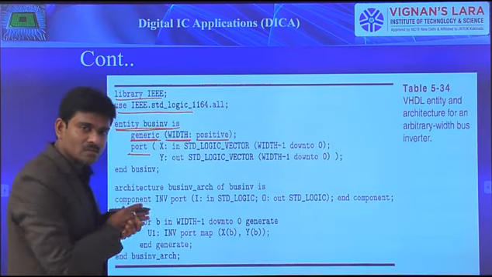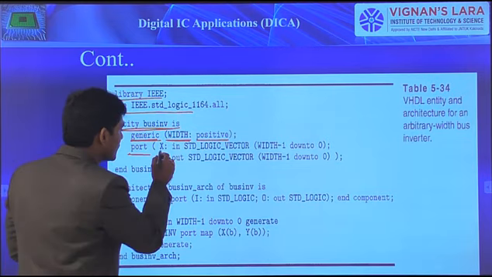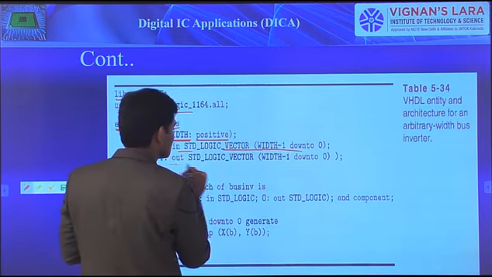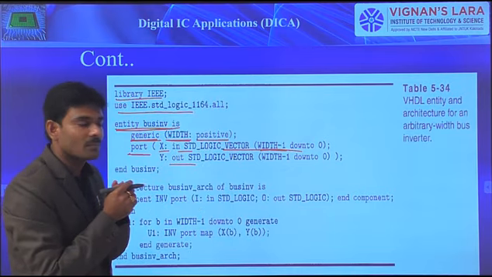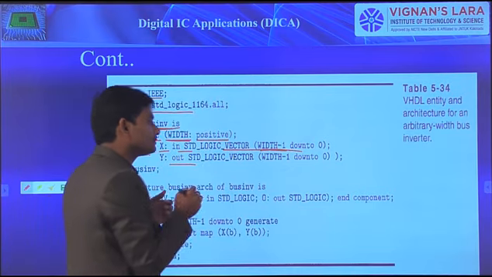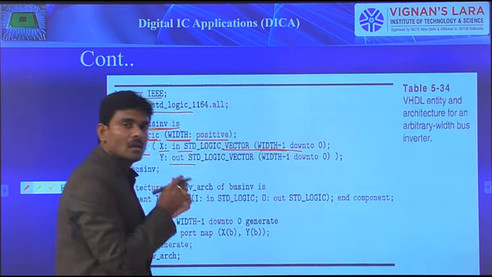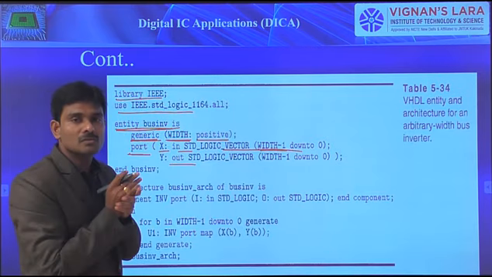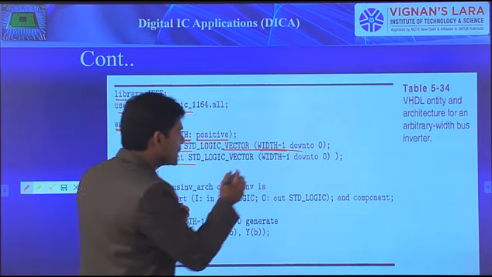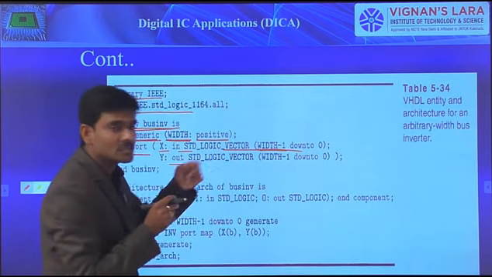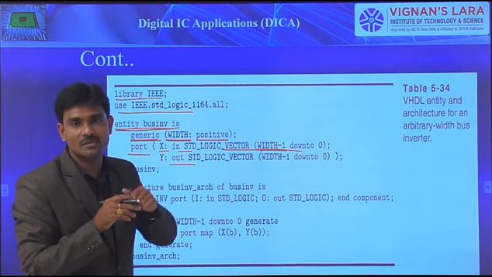Anyway, the port declaration is the same as the previous one, based on that particular circuit, X in STD, all of these are the same, except that previously I mentioned 1 to 8, but instead of that, here I mentioned width minus 1 down to 0. That means if I assign width as 8, then obviously the first one is width minus 1, which becomes 7 down to 0.